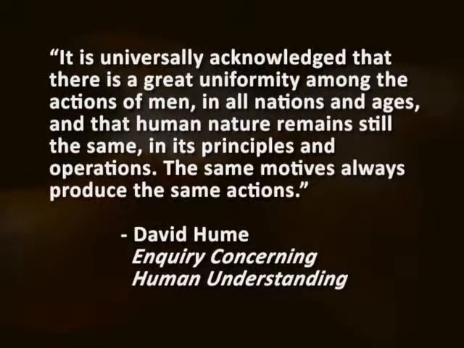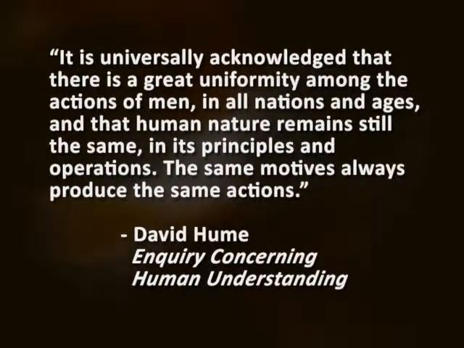Hume thought that both philosophers and pretty much everybody else accept determinism. We accept it about material things, he thought, but he also thought that we accept it when it comes to actions. And he writes, "It is universally acknowledged that there is a great uniformity among the actions of men in all nations and ages, and that human nature remains still the same in its principles and operations. The same motives always produce the same actions." And Hume here mentions jealousy, self-interest, and greed, and he says we all know that these motives produce predictable actions.